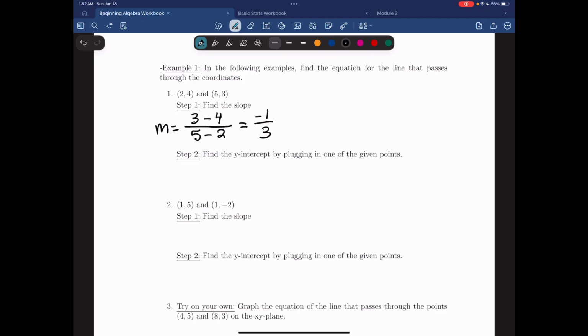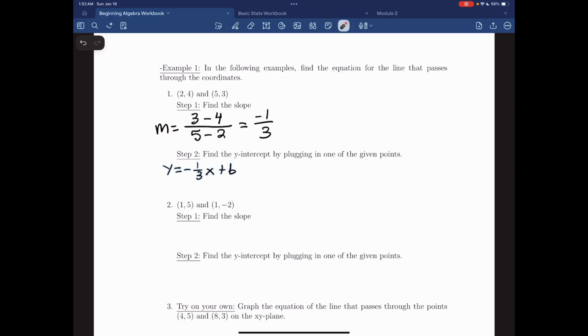Now we're going to take the slope, m equals -1/3, and set it up with slope-intercept form. So we're going to say y equals -1/3 x plus b. So our equation is incomplete. We need to figure out what b is. To do that, we're going to plug in either this point or this point. You can plug in either of the points, whatever one you'd like.